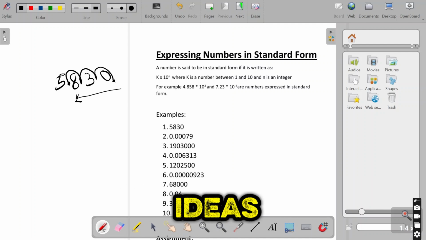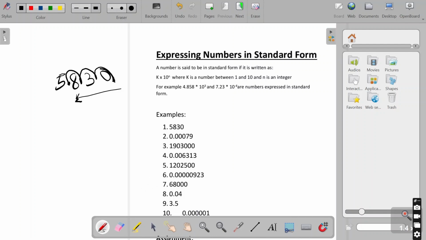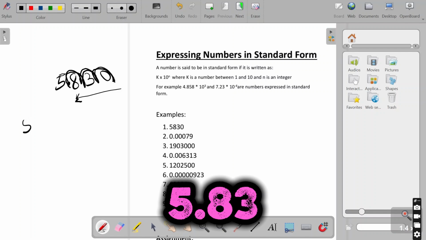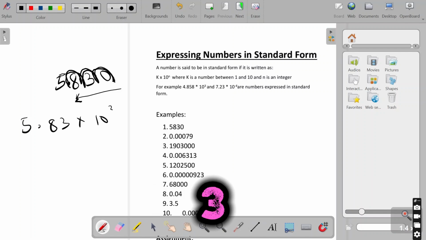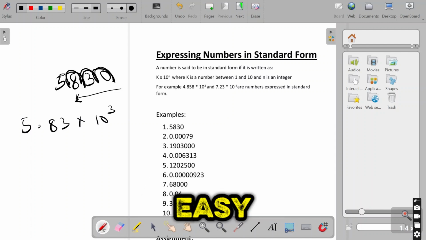So the whole idea is to move the decimal point from here to here. How many times are we moving it? We have 1, 2, 3. So this becomes 5.83 times 10 raised to the power 3. So that is the answer. You can see how easy it is. 5.83 times 10 raised to the power 3.